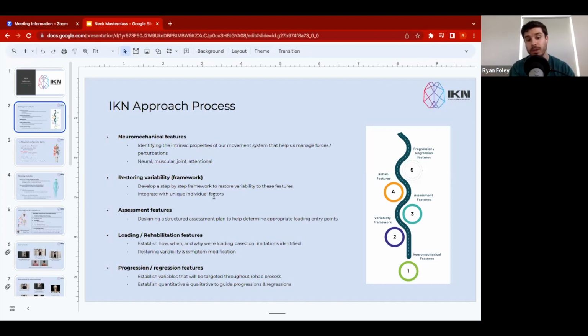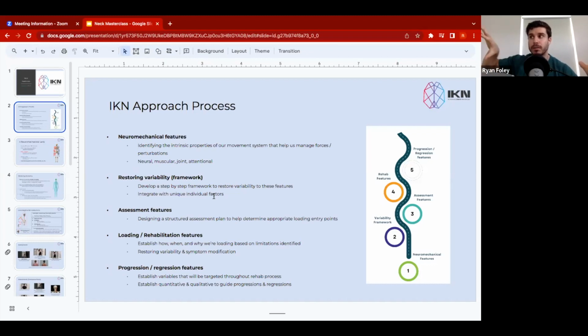But one thing that we also need to consider there is this separation in the intention of the exercises. And we will talk about this across the masterclass. But on one side of the coin, we have this idea of restoring variability from a muscular standpoint, from a neurological standpoint, from a joint segmental standpoint. On the other side, we have symptom modification.